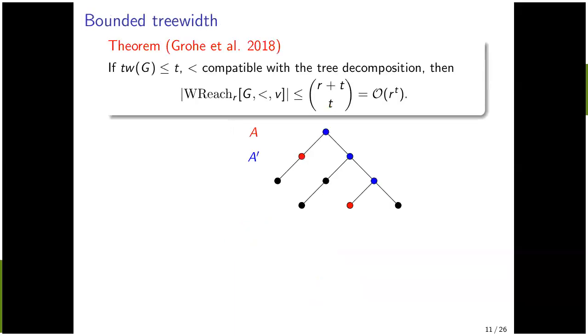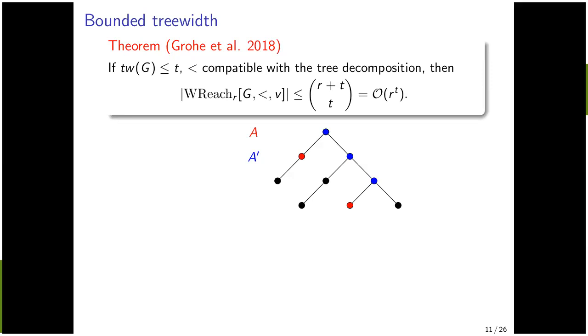And now, with such an ordering, there is this theorem, which says that the number of vertices quickly reachable from a given vertex is always at most (R+T choose T). So it's at most R to the T, big O of R. Okay, so why is it useful for us? Because now we can really extend the reasoning we had on trees to graphs of bounded tree width.